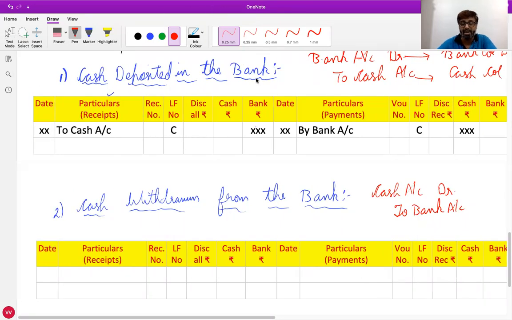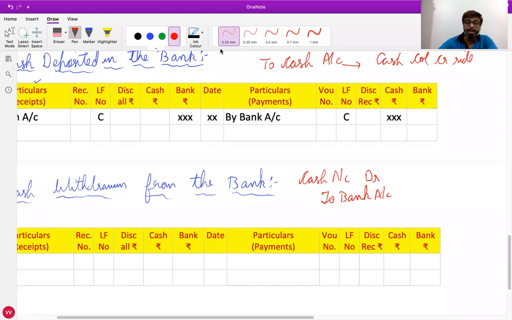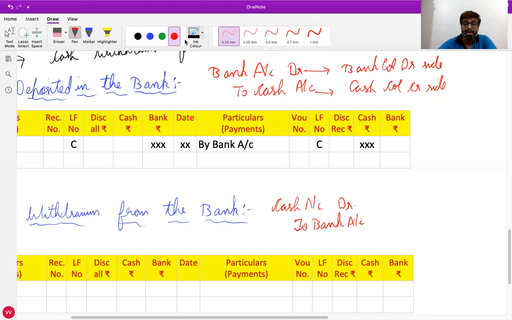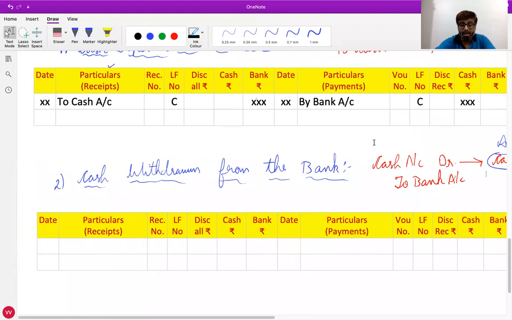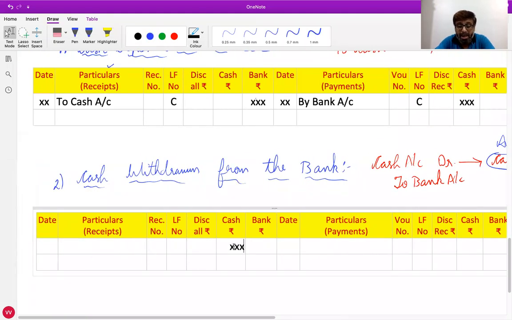Did you all understand this entry, everyone? Okay, now be attentive. What do you mean by bank account debit? I said bank column, debit side. In the same way, what do you mean by cash account debit? The amount will come in the cash column on the debit side. Is this clear to everyone? So this amount I write in the cash column on the debit side.